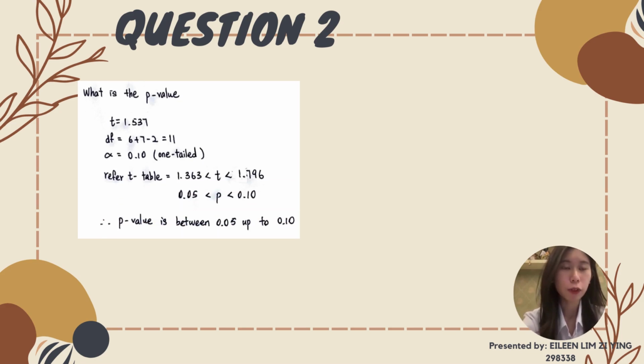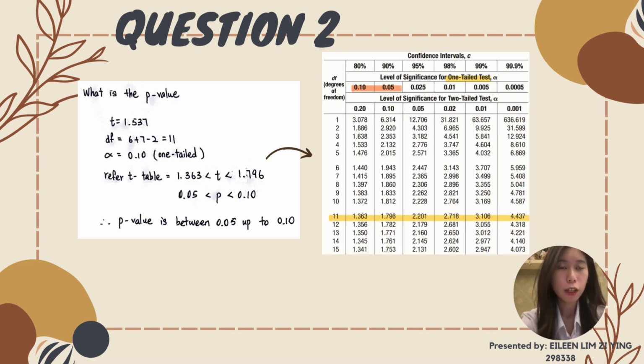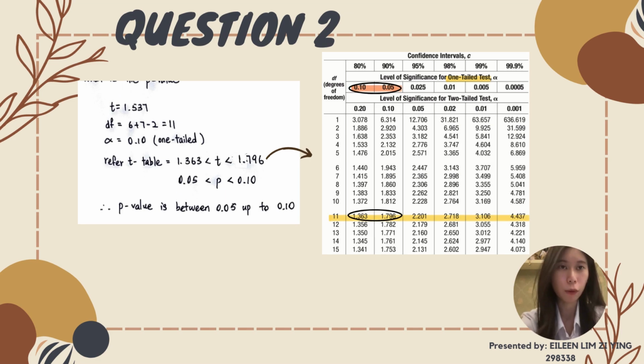The question also asks for the p-value. How to get the p-value? Since the t-value is calculated, which is equal to 1.537, the degrees of freedom is 6 plus 7 minus 2 equal 11. The significance level is 0.1 one-tail test. So refer back to the t-table. Look at the degrees of freedom, which is 11. We found out that the t-value 1.537 is between 1.363 and 1.796. Look at the level of significance value for one-tail test. We can conclude that the p-value is between 0.05 and 0.1.